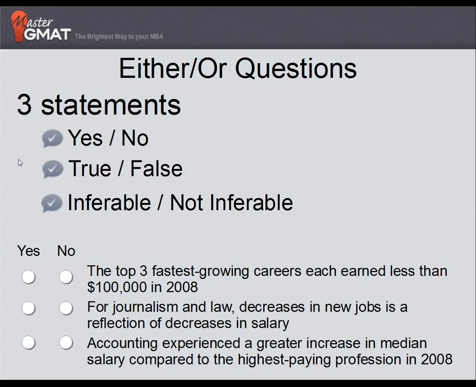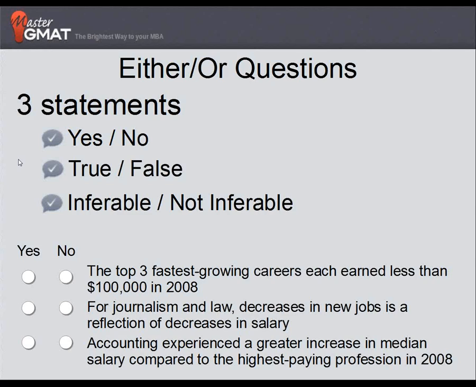Now, the inferable, not inferable answer choices will probably need a little explanation. For those of you that are familiar with the GMAT, this is basically the same concept that was tested in the data sufficiency section. They're testing the idea of whether or not the table gives you sufficient data. This is slightly different from an answer of yes or no. We're not answering whether the statement is true or false. We're answering whether or not we have enough information to answer the question.